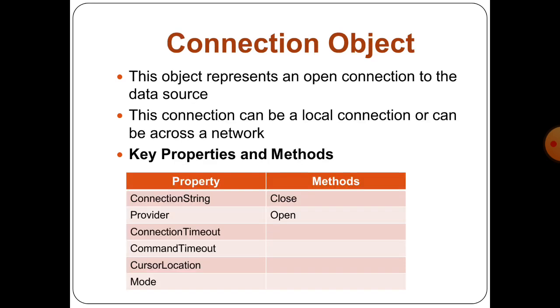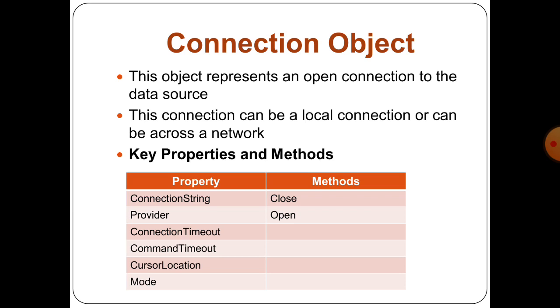Before going to connecting a database, first of all, we must know about the objects we are having. That means the connection object. So what is a connection object? This object represents an open connection to the data source. This connection can be local, or can be across a network.